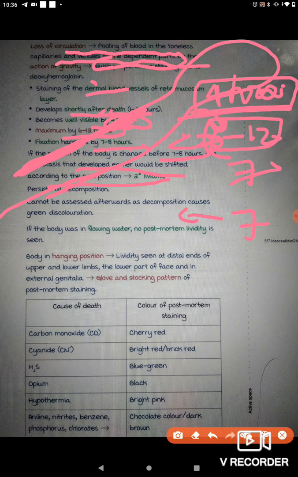And if the body is in flowing water, there is no postmortem staining. A glove and stocking pattern of postmortem staining is seen in the hanging position, because both the limbs and legs become the most dependent parts.